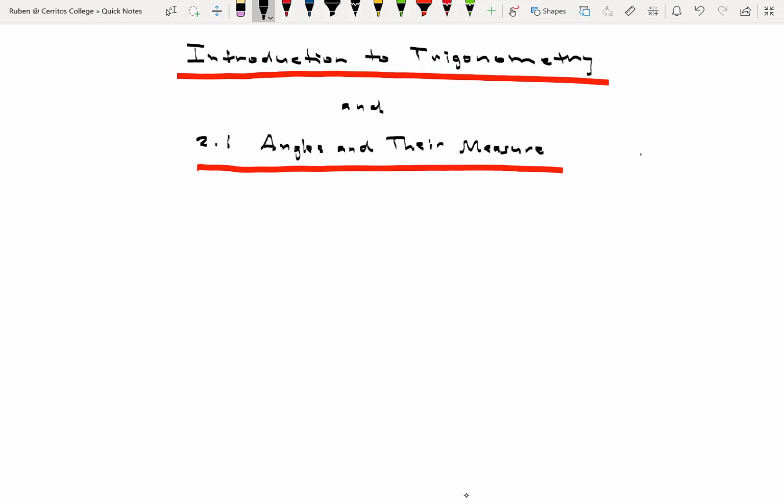So let's take a look at what trigonometry actually is. So we'll address this question first. What is trigonometry? Most of the time, we don't have to write out the word trigonometry. Most of the time, we'll just write trig or say trig to mean trigonometry.